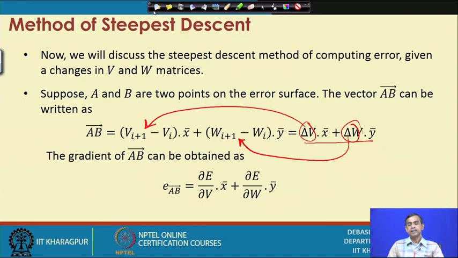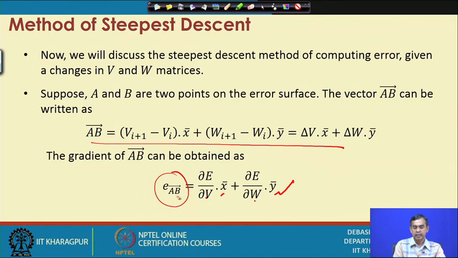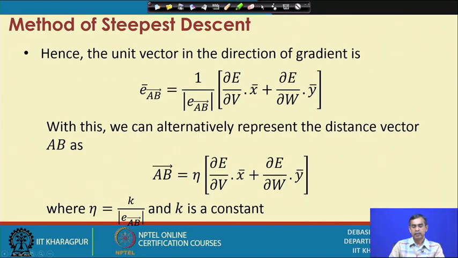If the vector representation is AB, then we will be able to find the gradient. Gradient is basically called the slope. The slope of a vector AB we can represent by this, E(AB). It is basically the gradient formula: del E by del V into x plus del E by del W into y. It is basically the error gradient. So, if AB is any vector, then its gradient will be represented in this form. Now, let us see how this concept is useful in the gradient descent method.